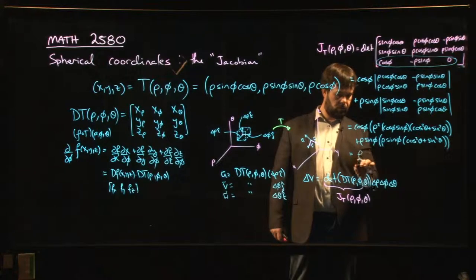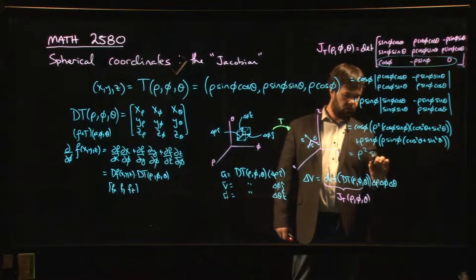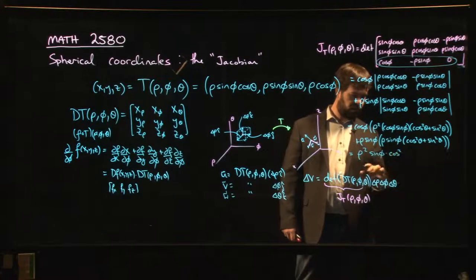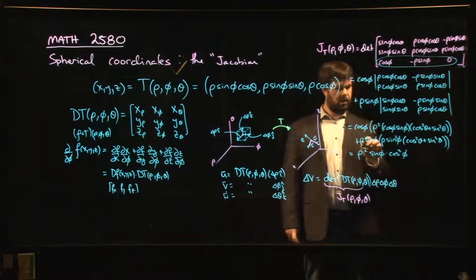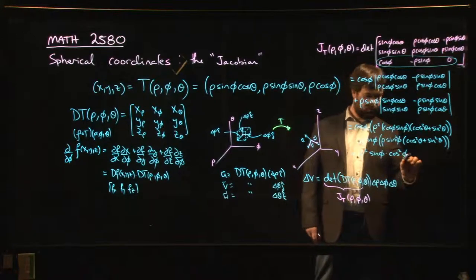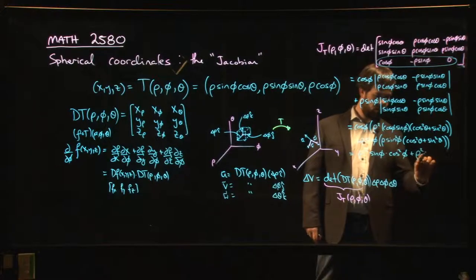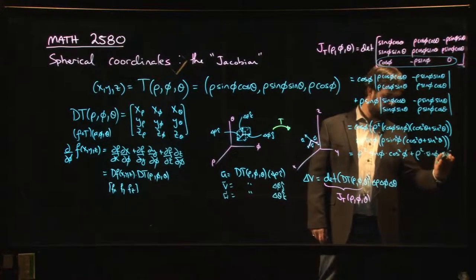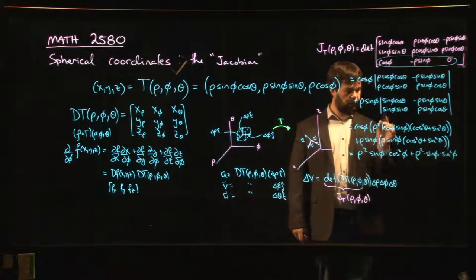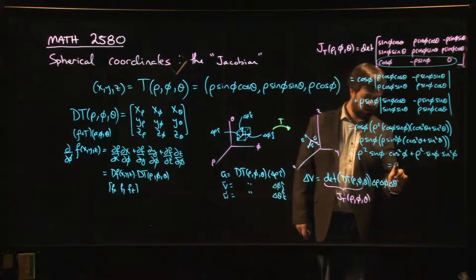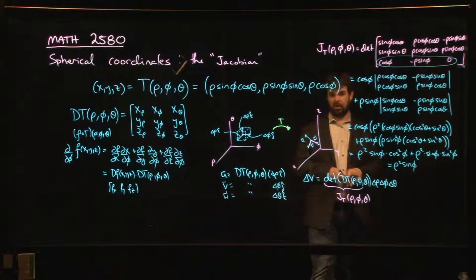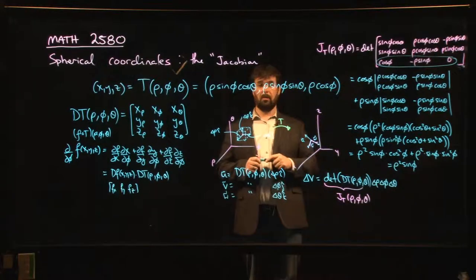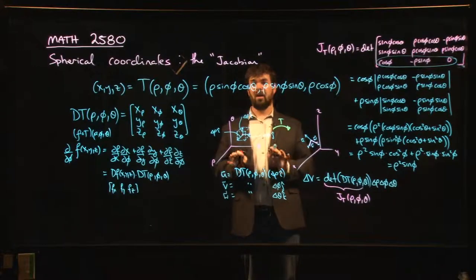So what are we left with? We're left with rho squared sine phi cos squared phi. Oh, I messed up here. Not just sine phi, sine phi times sine phi, sine squared phi. Aha. So rho squared sine phi cos squared phi plus rho squared sine phi sine squared phi. Cos squared plus sine squared is also 1, once you factor out the rho squared sine phi. And there it is, rho squared sine phi, as promised. This volume factor that you get in the spherical coordinate transformation pops out once you make your way through this determinant. All right, we'll stop here.